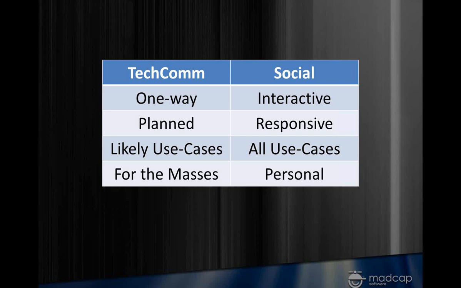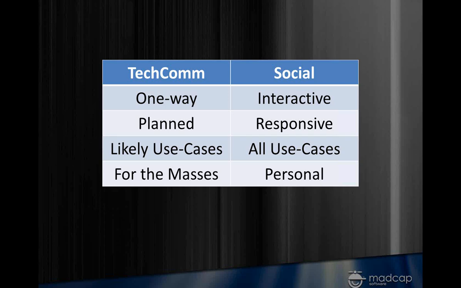TechCom is planned. You know exactly what you're going to be writing about. You have a plan. You write it, and when you're done, you're done. Social is responsive. When someone has a question or a comment, other people are there to jump in on that conversation. TechCom, you are probably documenting the most likely use cases. And in social, anyone who has any experience with whatever you're writing about, in any capacity, under any circumstances, will be writing about that and sharing their experiences via social. All use cases can be covered.